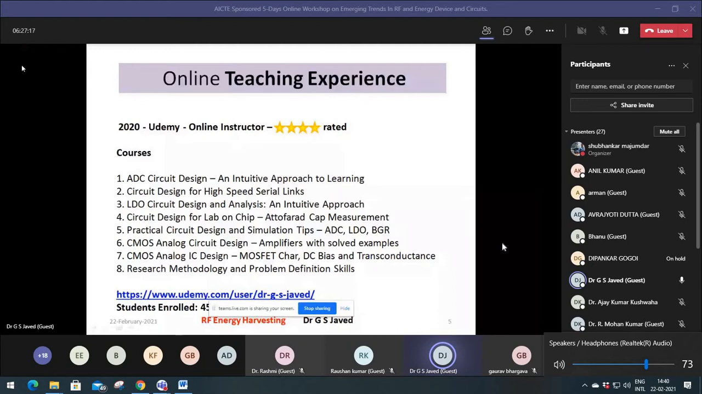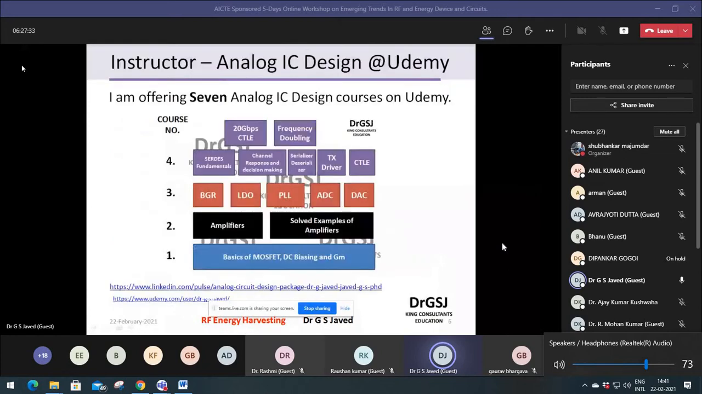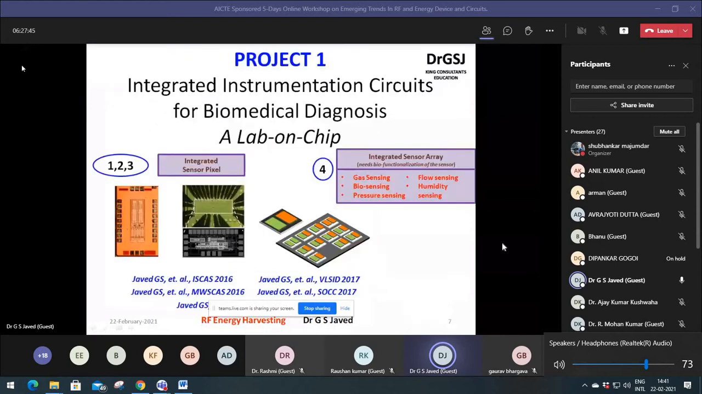In the link below, you can go and check. I have over 450 students enrolled in my course, and very recently I have been given a 4-star rating. I'm trying to better that in the near time to come. This is how the base of the course builds, right from basic at the bottom to the advanced. We try to build a strong foundation so that the building above becomes stronger and more efficient. You can diversify from the top.